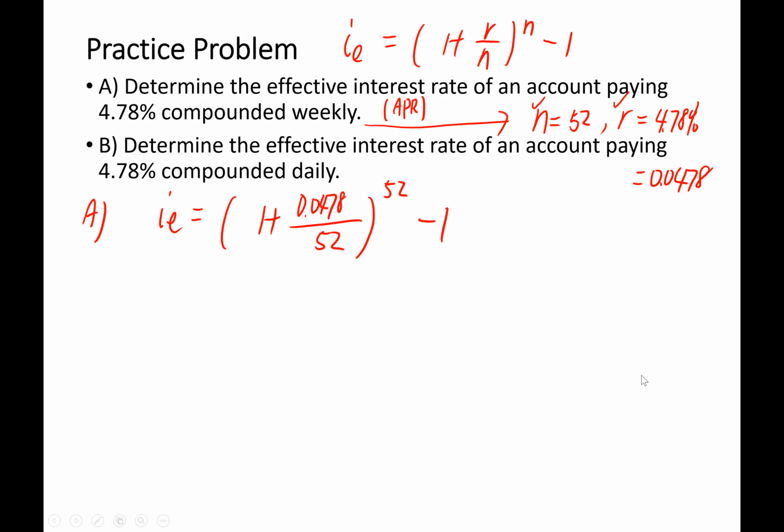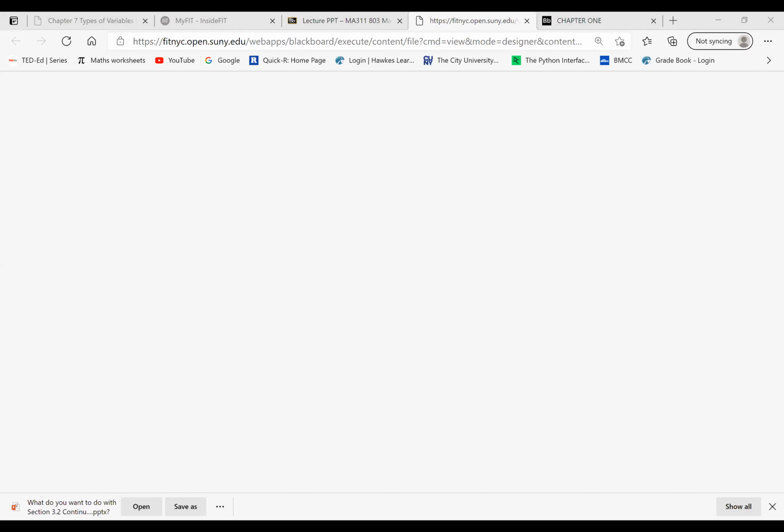And typically it's a lot easier if you use Excel to get this. So let me get the Excel file open, and let's complete it in Excel. I'll share the screen with you in a second. Here you go.